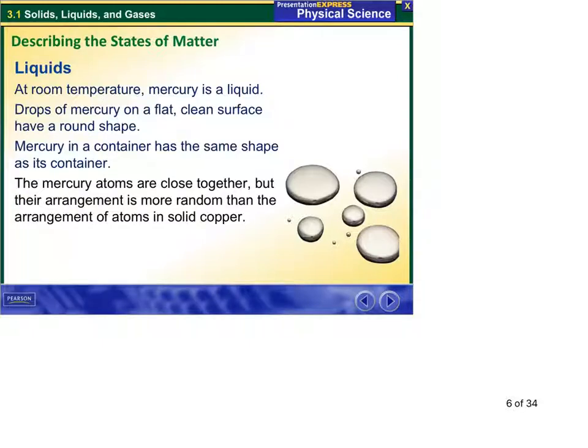Mercury, a liquid. Mercury always has the same shape as its container. The atoms in a liquid are close together, but the arrangement is more random than the arrangement of atoms in a solid.